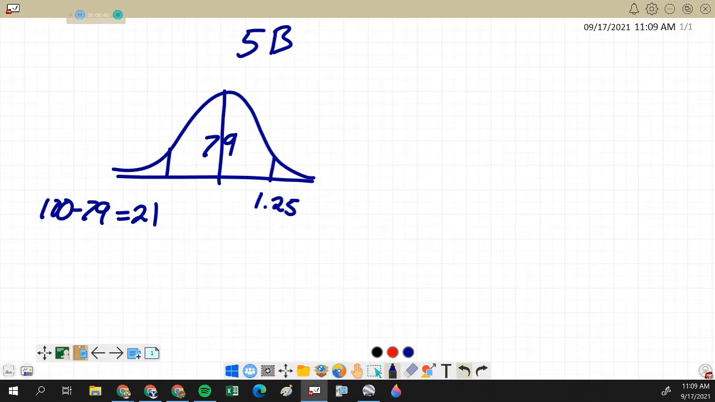What does that 21 tell me? That's how much the outsides have. And I want to know this outside, so I cut that in half and I get 10.5.